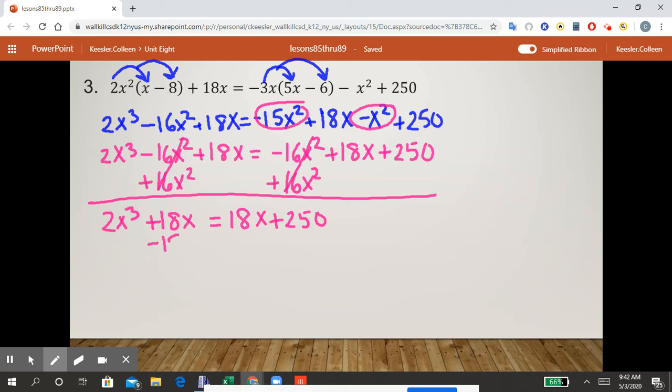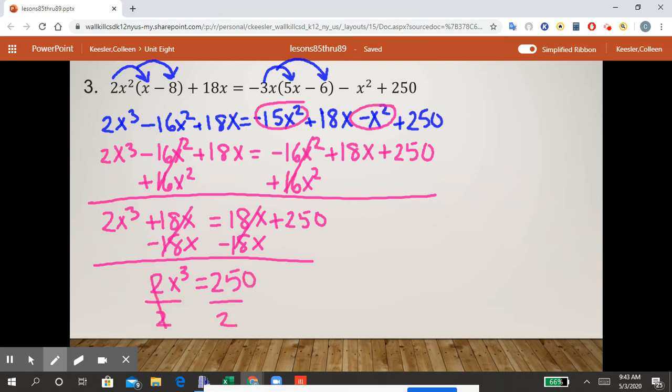Now I can subtract 18x from both sides, making both of the 18x's cancel out, and I'm left with 2x cubed equals 250. Next, divide by 2, and x cubed equals half of 250, which is 125. And last, we take the cube root, which gives me x equals 5.